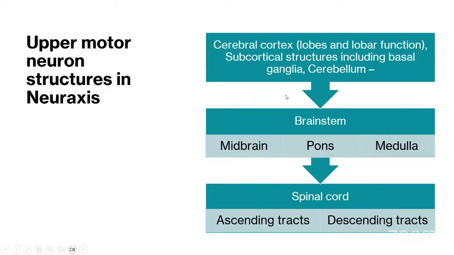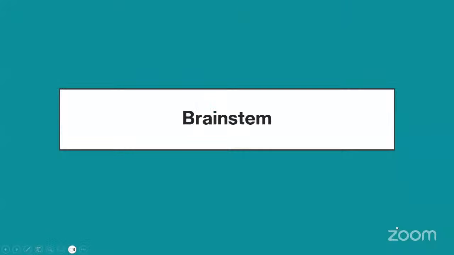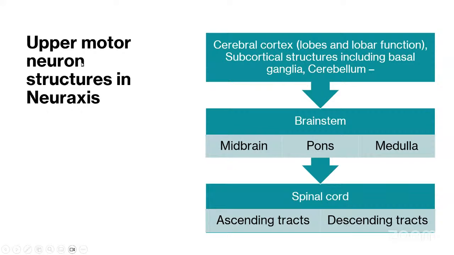So, upper motor neuron structures in the neuroaxis. Mainly, it includes the cerebral cortex, lobes, and lobar function. Subcortical structures include basal ganglia, cerebellum, and brainstem. In the brainstem: midbrain, pons, medulla, and spinal cord. It includes both ascending tracts and descending tracts. As we already discussed the cerebral cortex, basal ganglia, and thalamus in the previous lectures, I'm going to discuss the brainstem and spinal cord anatomy mainly.